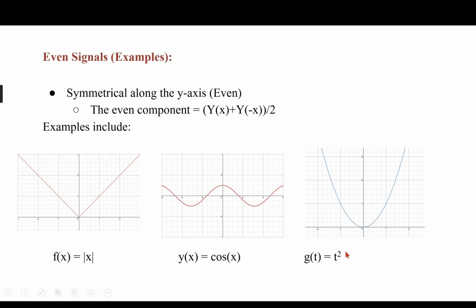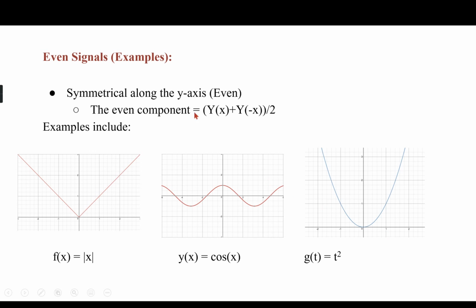g of t is equal to t squared is an even signal. As a general rule, t raised to the power of any even number is also an even function. For example, t raised to the power 4, t raised to the power 6. These are all even functions.